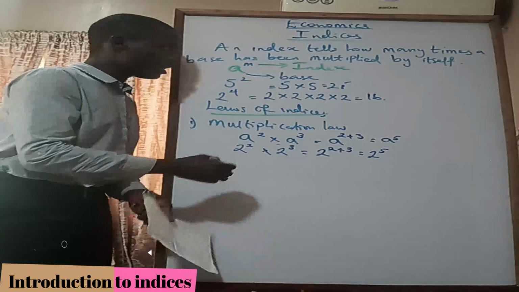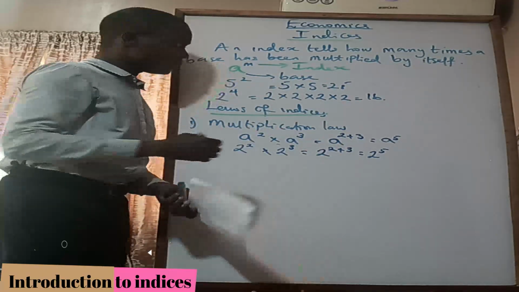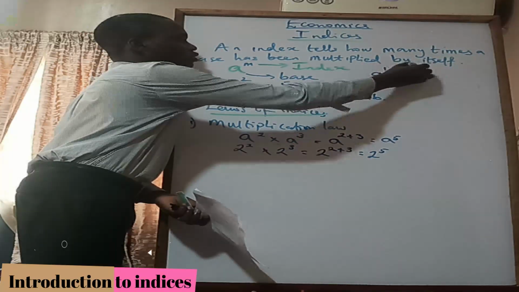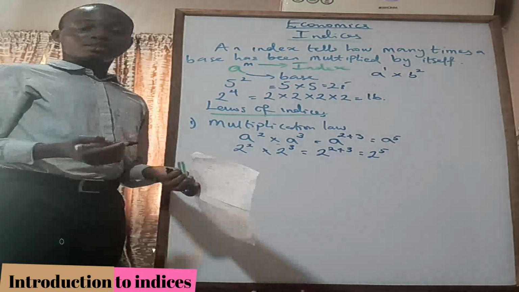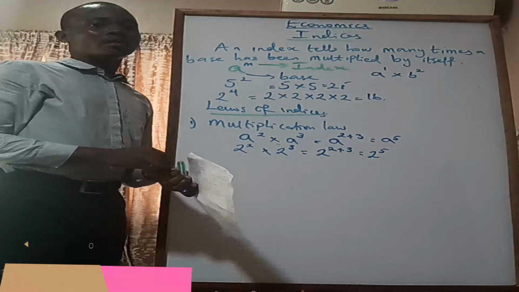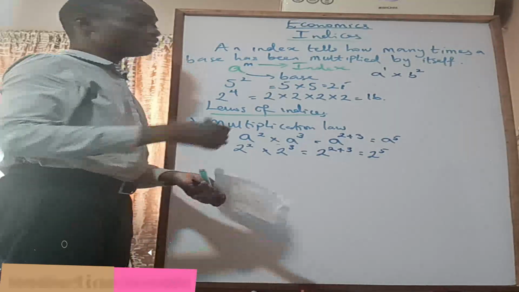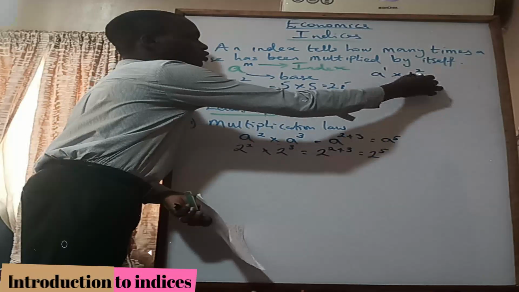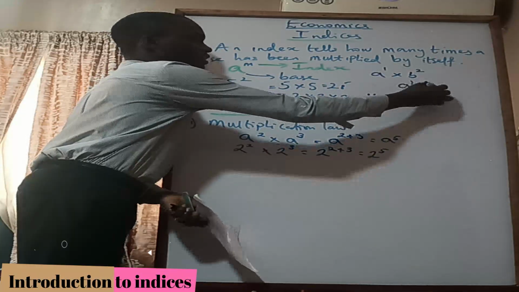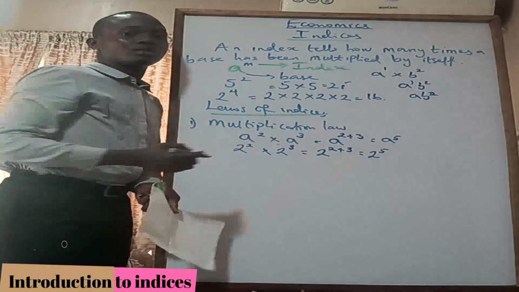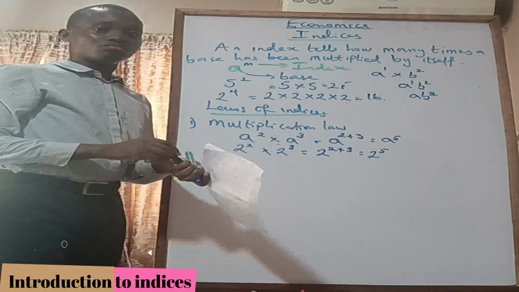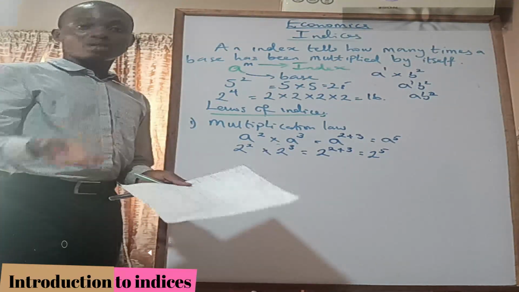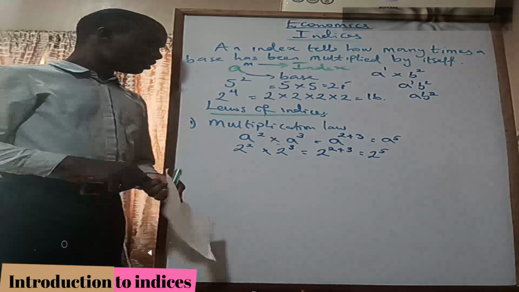But how about a case where I have, let's say, a raised to power 1 multiplied by b raised to power 2? Since they don't share the same base, I cannot add up their respective indices. What I can do here is just normal multiplication from algebra. So it's just going to give us a^1 b^2. Now a^1 is the same as a, so the final answer will be a b squared. I won't be able to express this in a single form. So you must consider the fact that they must share the same base for you to add up the indices. That's about the multiplication law.